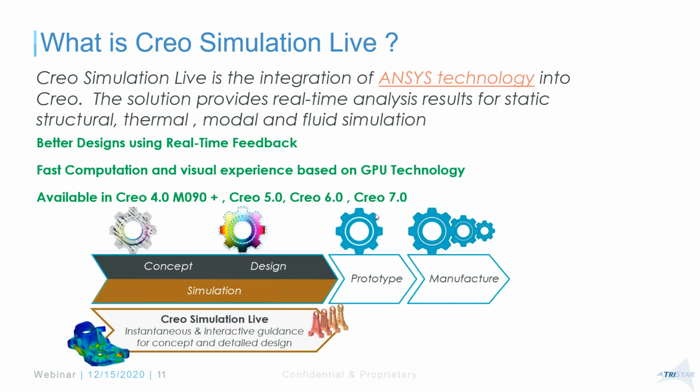So again, just to recap, Creo Simulation Live uses GPU, and it's available starting Creo 4, right? So if you're on Creo 4, 5, 6, or 7, if you have that license of Creo Simulation Live, you should be able to get that quick feedback, that initial guidance and instant feedback, without having to do any type of pre-processing that you would normally do in a simulation tool, right? That's Creo Simulation Live. It's been there for nearly 2 years now, okay?